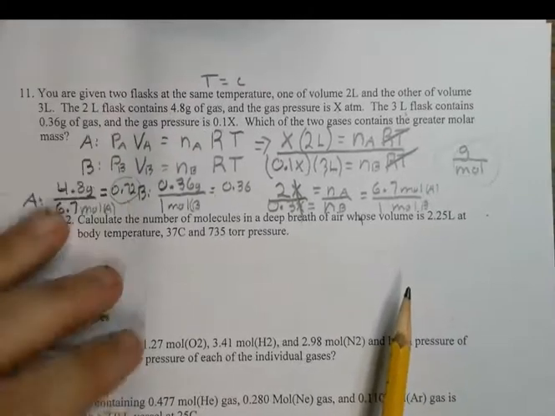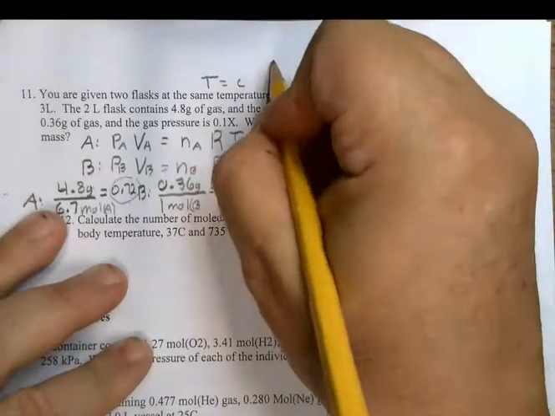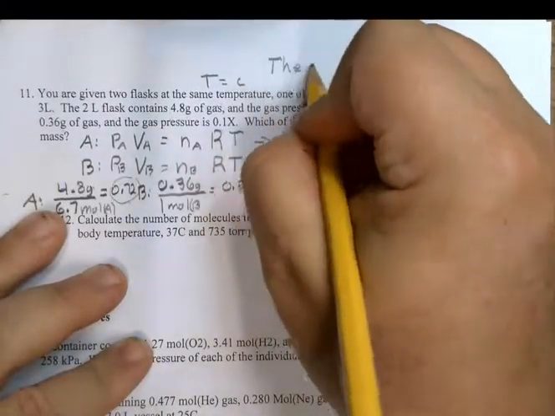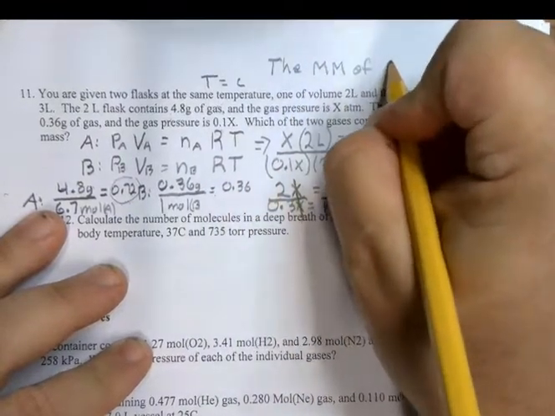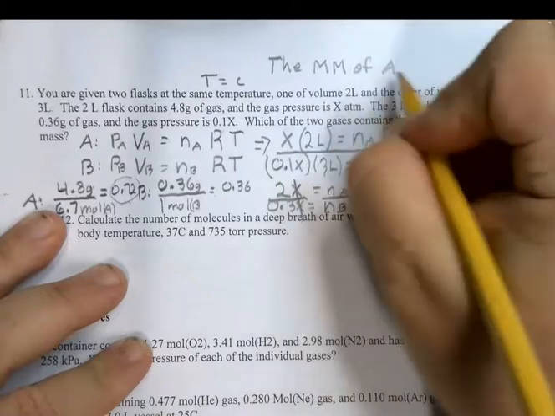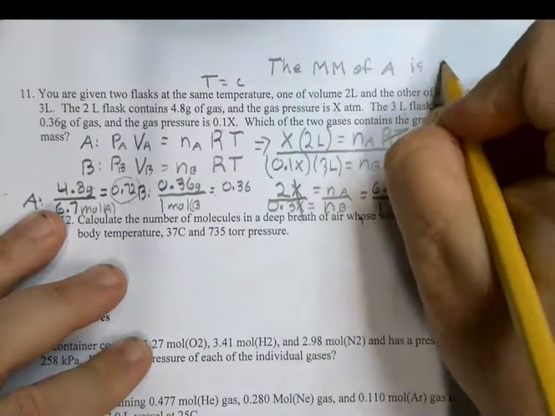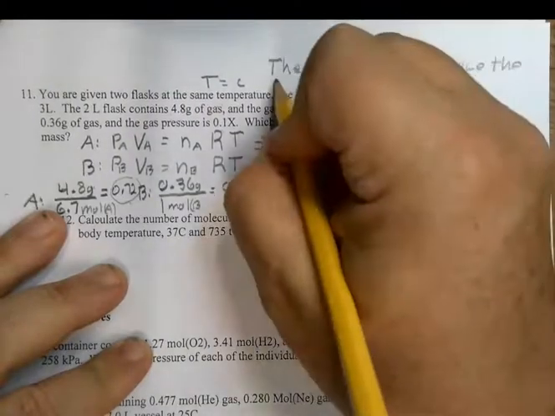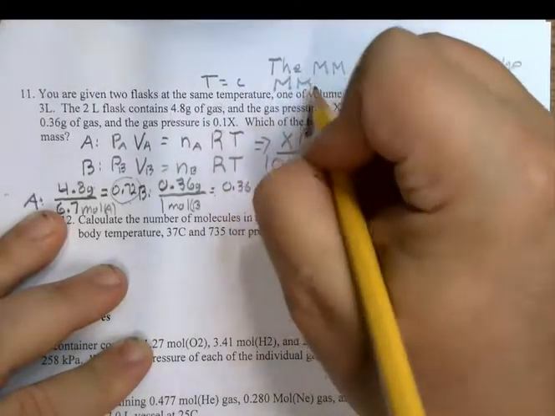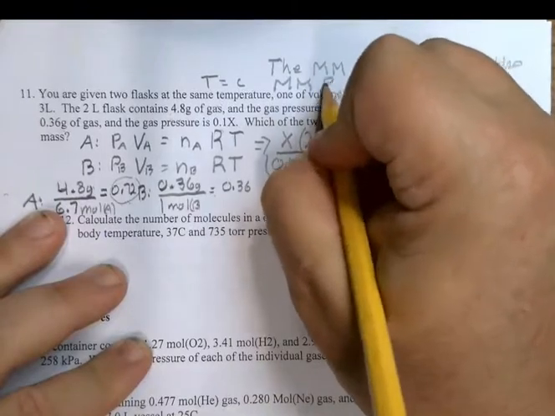So I'll write that final conclusion up above. Okay, the molar mass, MM, of A, we don't know what the number is, twice the molar mass of B. We just know what the relationship is. And that's all they asked us for.